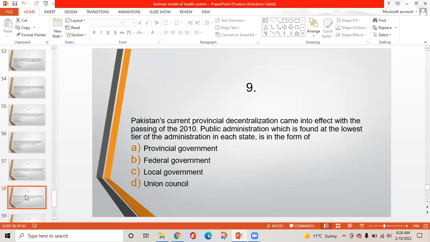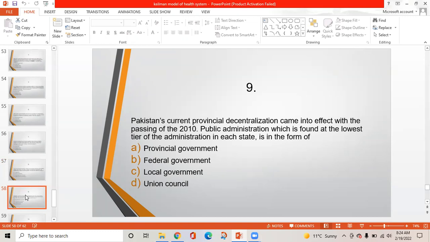Ninth MCQ. Pakistan's current provincial decentralization came into effect with the passing of 2010. Public administration, which is found at the lowest tier of administration in each state, is in the form of option A provincial government, option B federal government, option C local government, and option D union council.